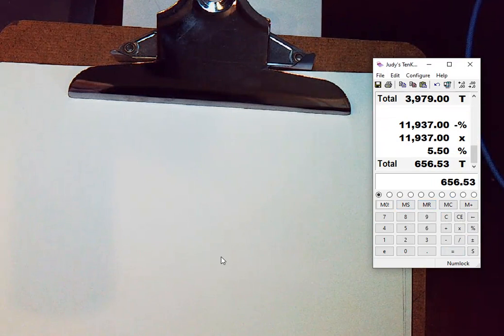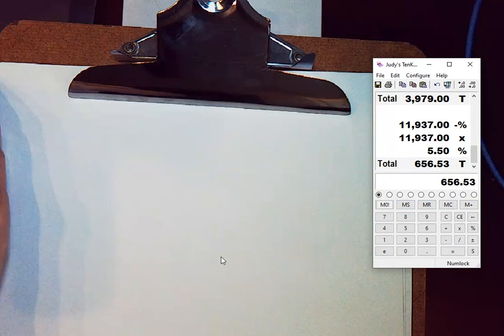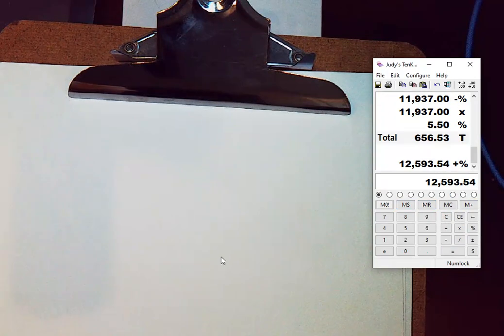I get 656.53. Your book has 54. Judy's 10K rounds a little bit differently. So that's the tax, and add tax, $12,593.54 is the amount due.